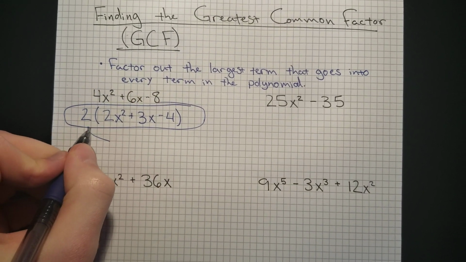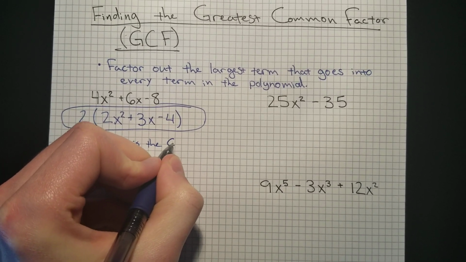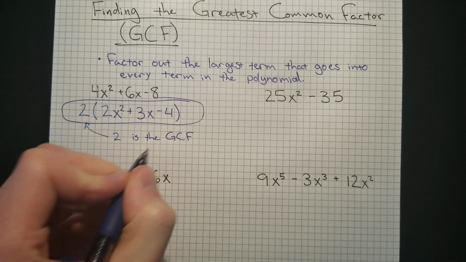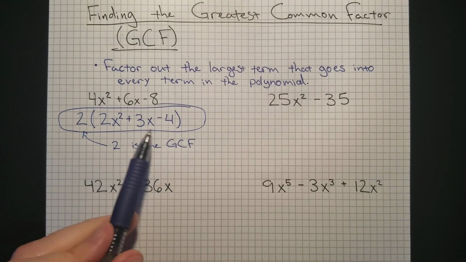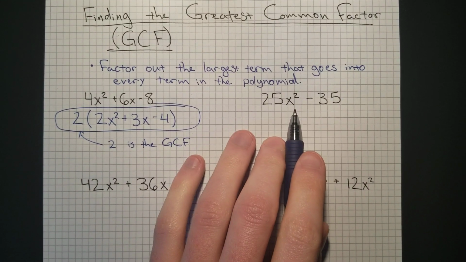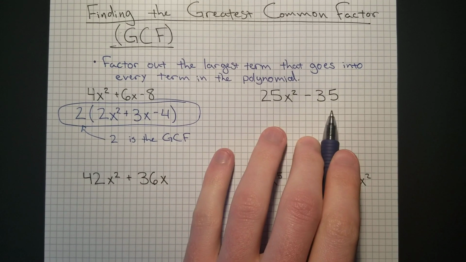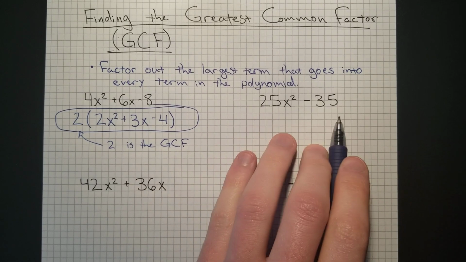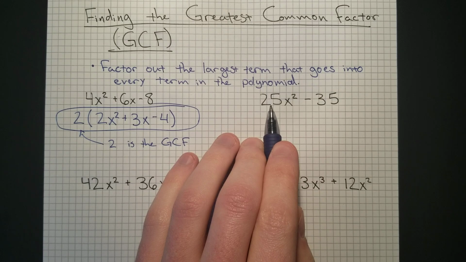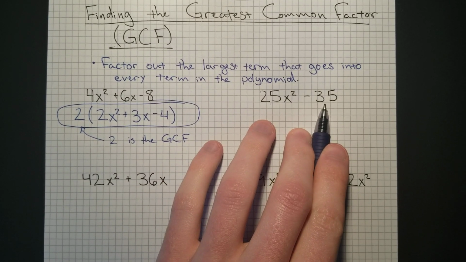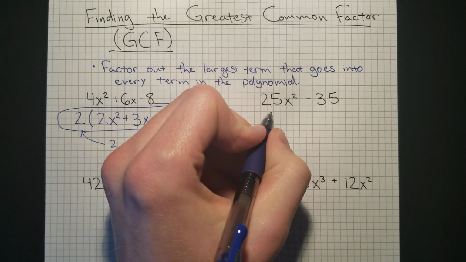So that means right here, 2 is the GCF, greatest common factor. 2 is the GCF because 2 is the greatest number that goes into all of the terms. So if we look over here, we just have two terms. We have 25x squared and negative 35. What's the biggest number that goes into both of those at the same time? Well, 5 goes into 25 and 5 also goes into 35. So that means that 5 is probably the biggest thing that goes into both of those.